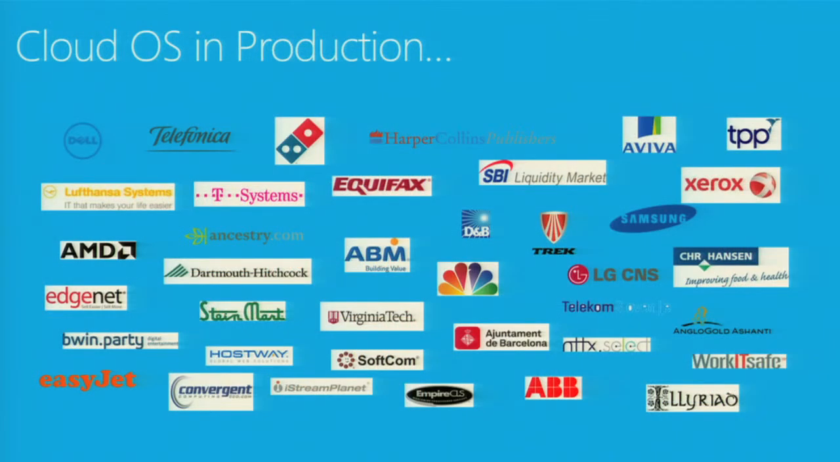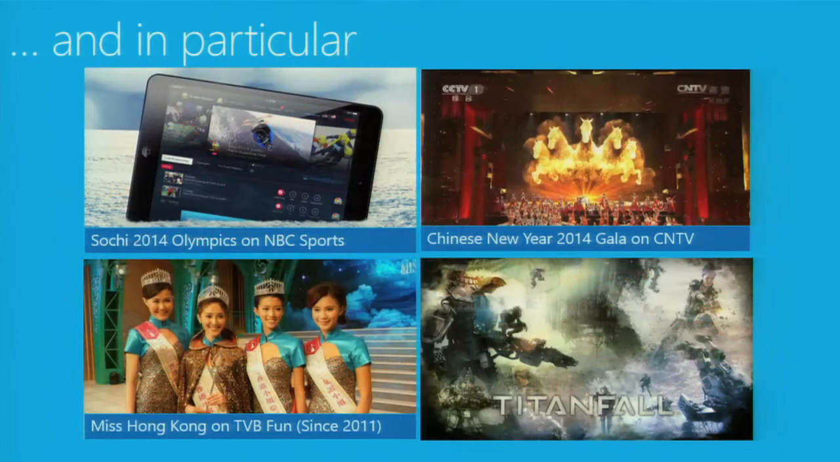We have customers all around the world, in various kinds of industries, with various kinds of applications. Some of the well-known names are Samsung, Lufthansa, Bwin, which is a betting company, and NBC, with customers in North America, Europe, Asia, everywhere, who are already running on Azure. And some ones that you might be more familiar with, I wanted to mention.